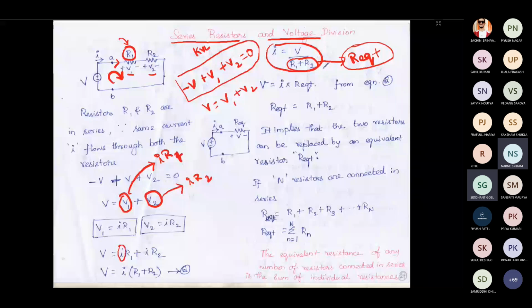What I am saying is, if you are having n number of resistors in series, consider that there are three resistors, R1 plus R2 plus R3. These three resistors are in series, so they can be written as a common resistor, that is the equivalent resistor. This resistor can be represented as R equivalent. So this R equivalent is nothing but R1 plus R2 plus R3.